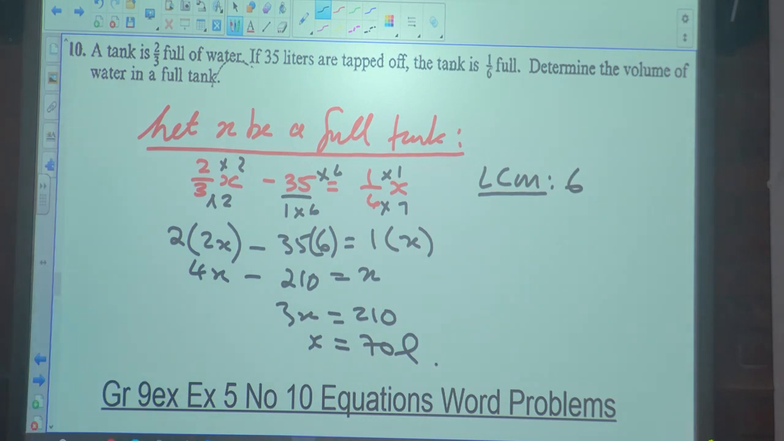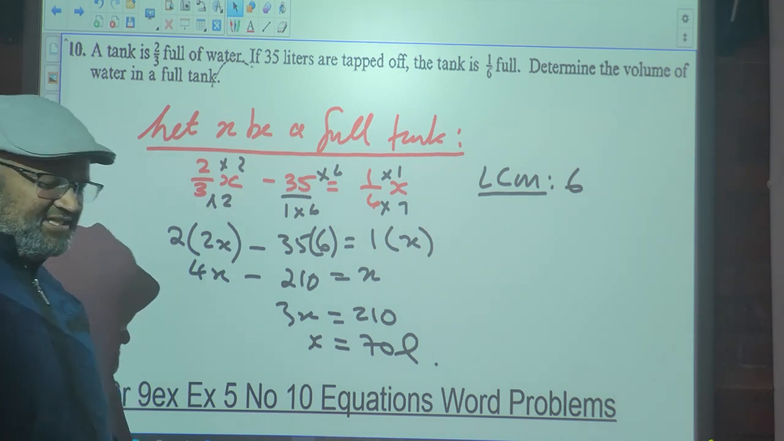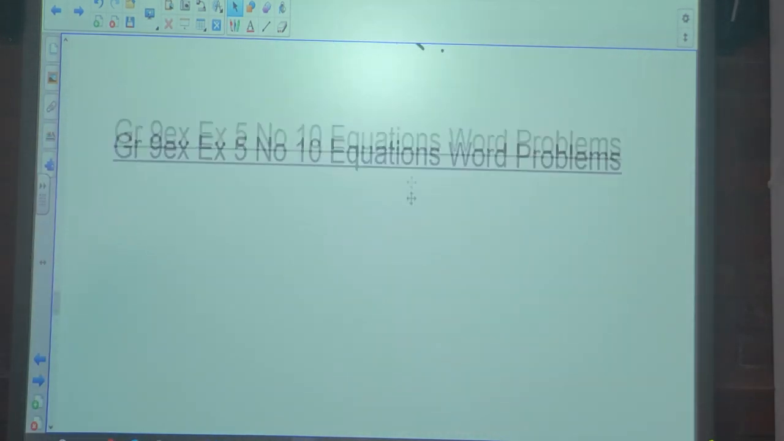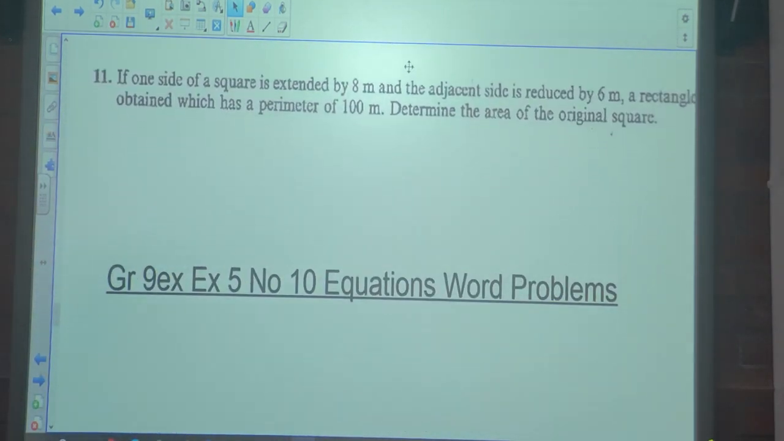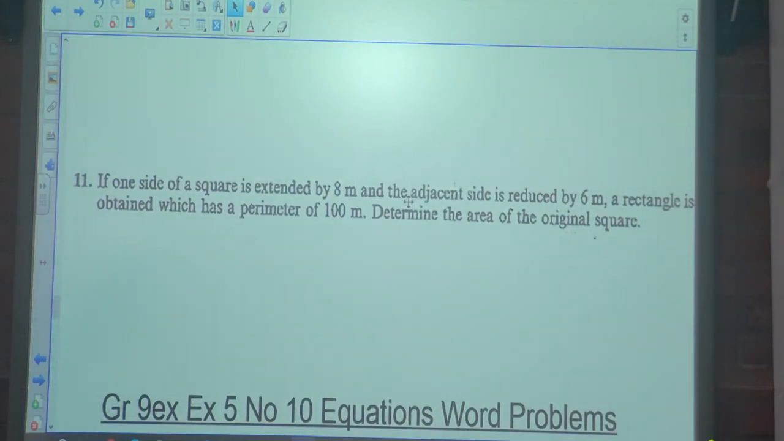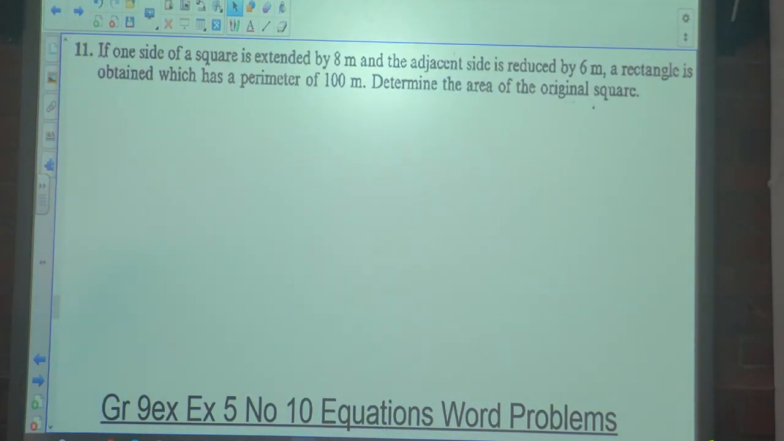Determine the volume of the water in a full tank. And I'm getting 70 liters. Who got that answer? Okay, good. So that doesn't seem too bad. Let's look at number 11.